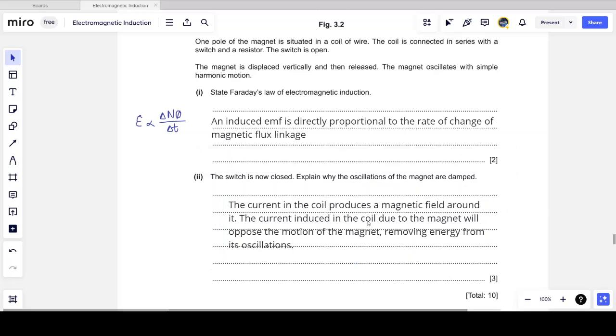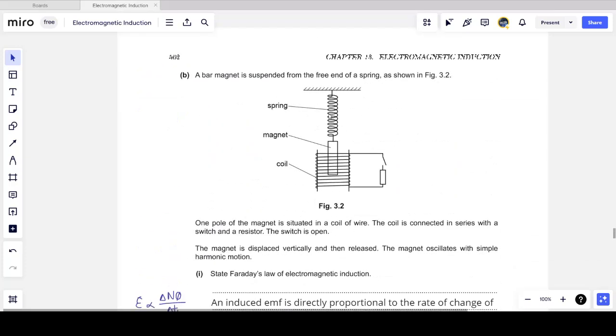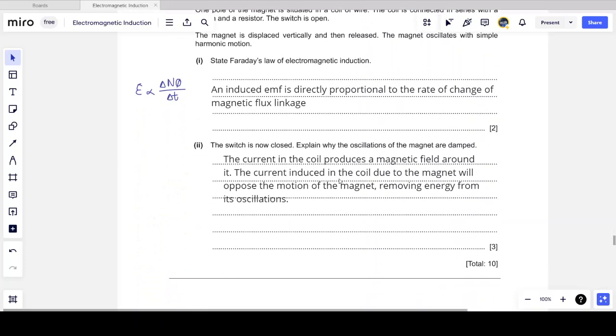So the current that is induced in this coil, as the magnet moves relative to the coil, the magnet induces a current in the coil. The current that's induced in the coil is going to oppose the motion of the magnet. And if it opposes the motion of the magnet, it's going to damp the oscillations. So energy will be taken away from the oscillations of the magnet, and the energy will then come from the oscillating magnet. And so those resistive forces will damp the oscillations. Energy will be removed from the system in that way.